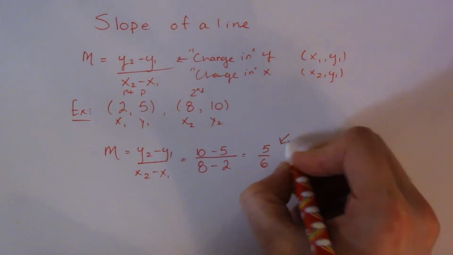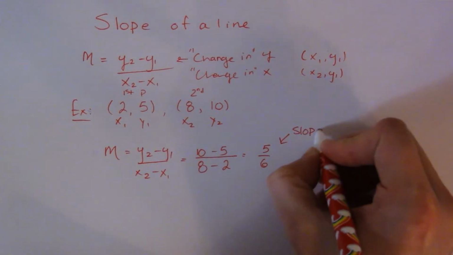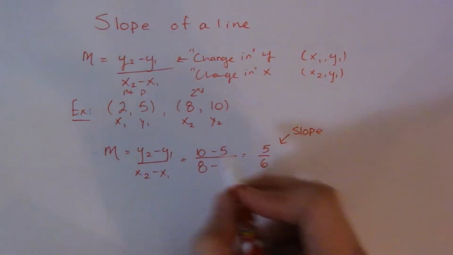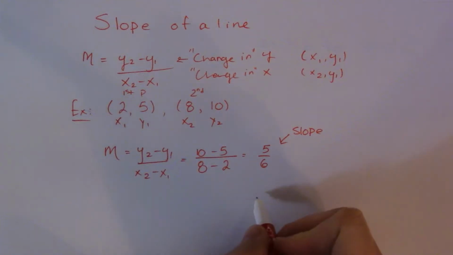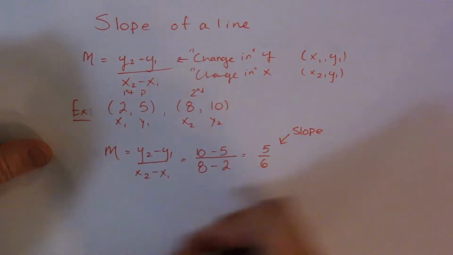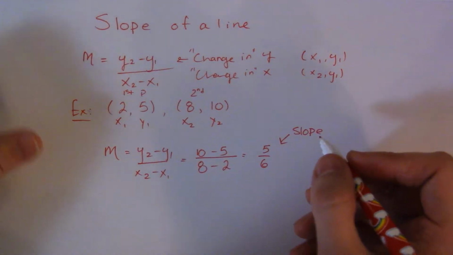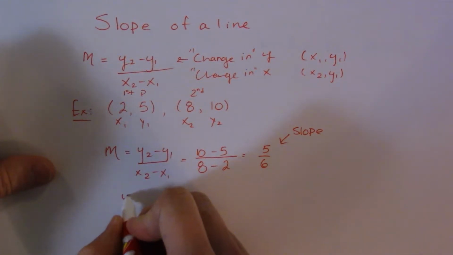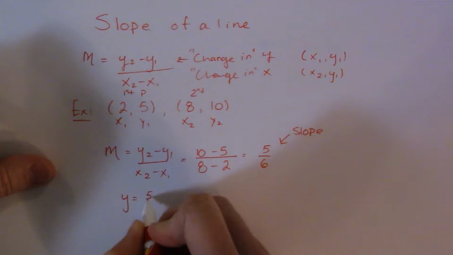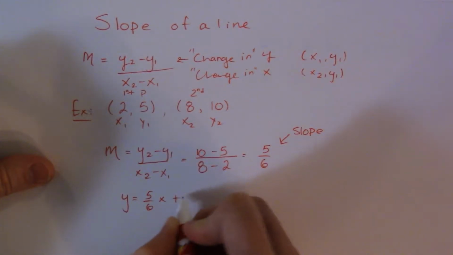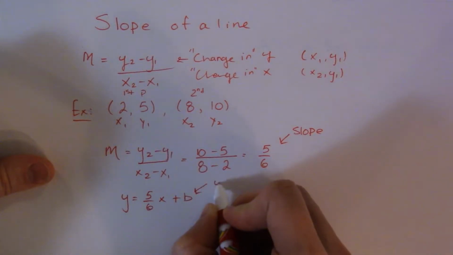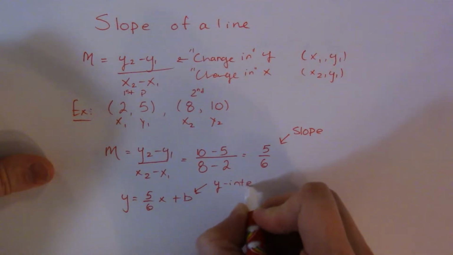So this guy right here is the slope. I know it's funny that we use a symbol, m, but it is what it is. Now if you want to go a step further, you could find the equation of that line using y equals mx plus b if you wanted to. So where you have the slope already, y is equal to 5 over 6 x plus b, the only thing we need is the y-intercept.